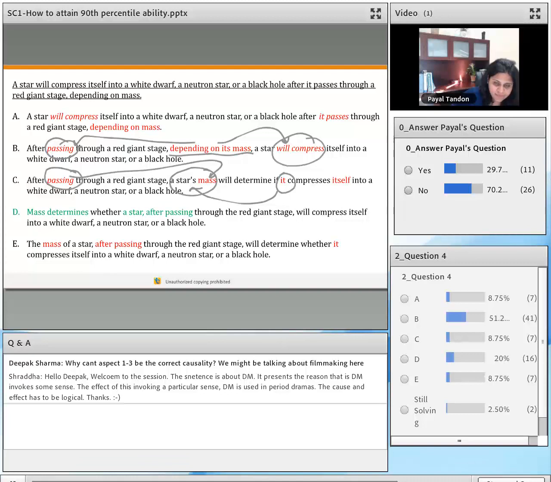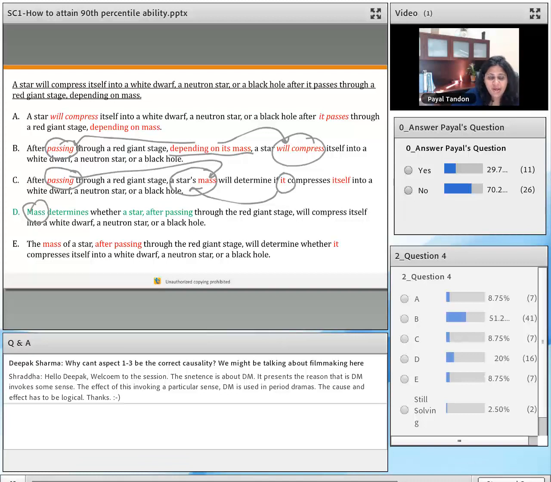Let's look at choice D. Mass determines whether a star, after passing through the red giant stage, will compress itself into a white dwarf, neutron star, or a black hole. So this choice is correct. Now, I know many of you would have rejected choice D because it doesn't tell whose mass we are talking about. And that is a logical doubt that you may have, okay? But it's an official question, and you have to learn from this question.